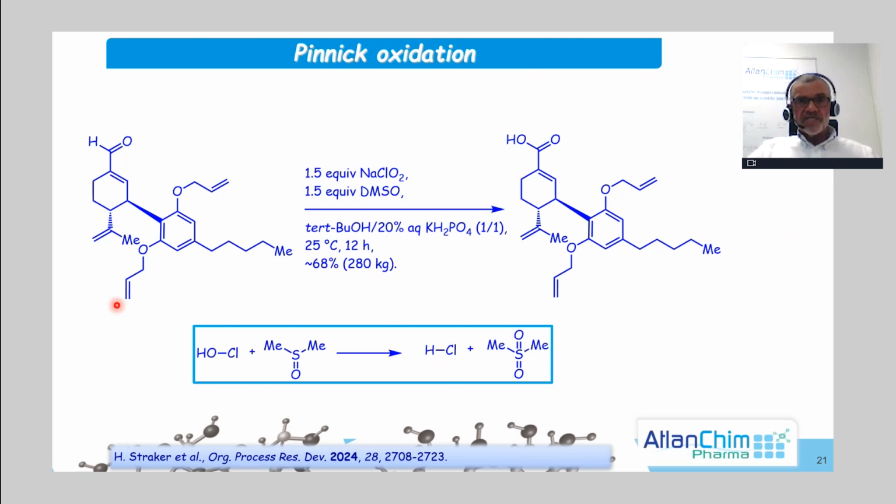As presented in this recent large-scale example, 1.5 equivalents of sodium chlorite and DMSO as scavenger were used to oxidize this aldehyde. The desired carboxylic acid here was isolated in a 68% yield on almost 300 kilogram scale.